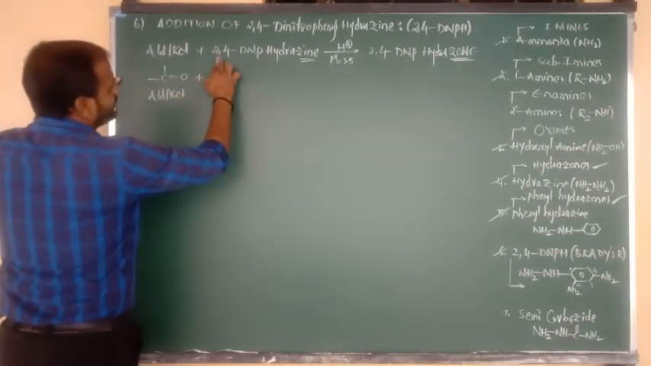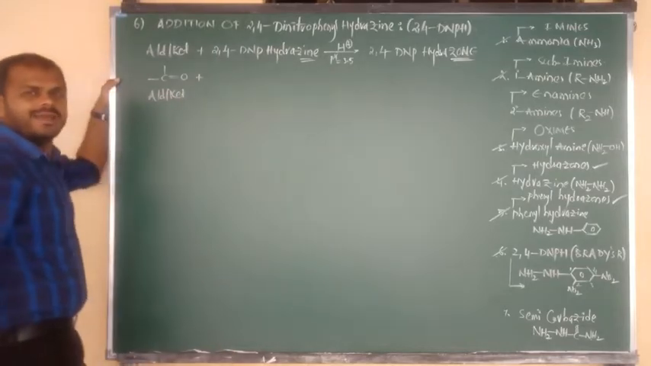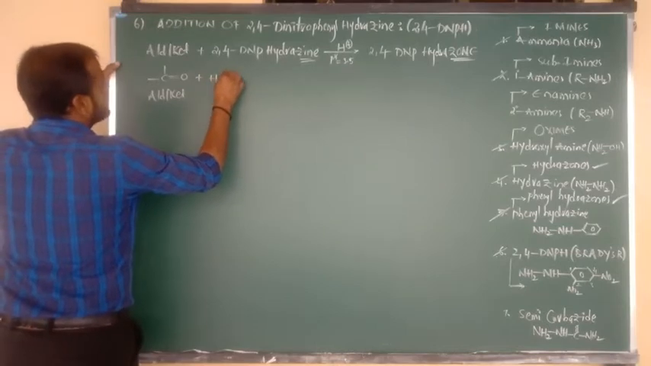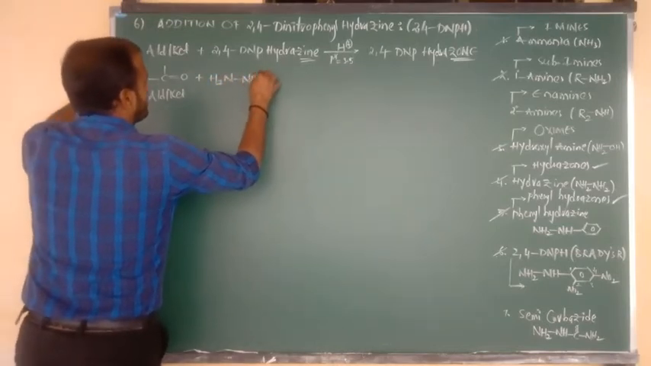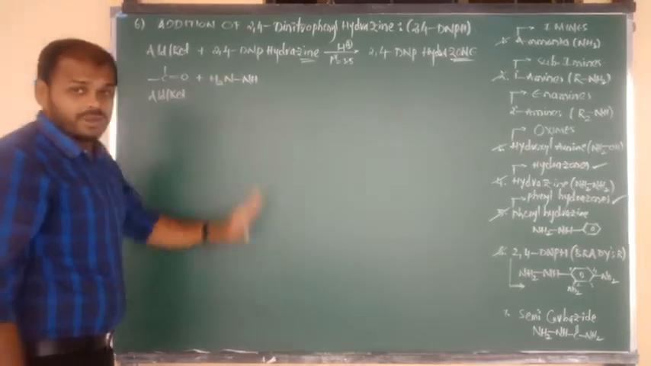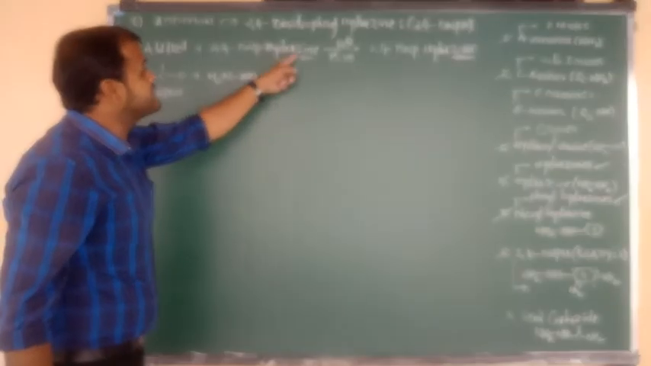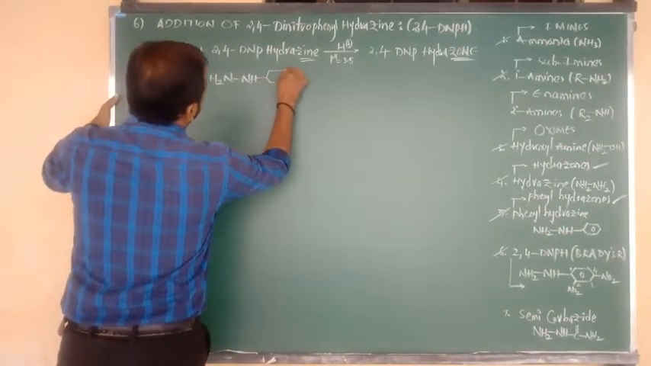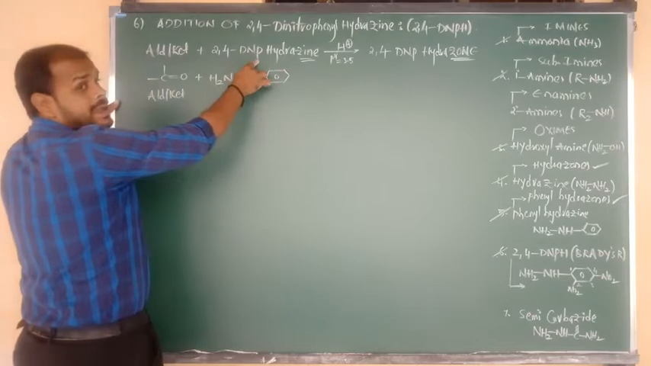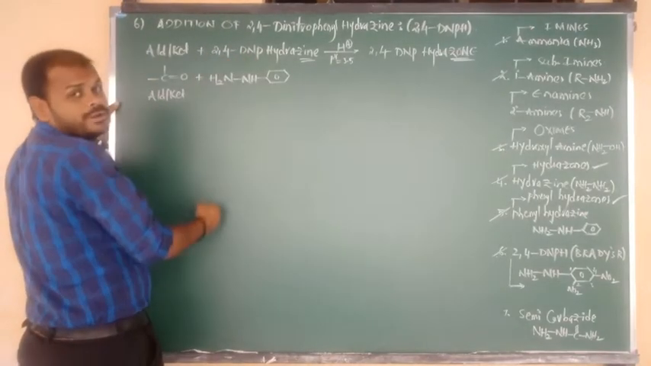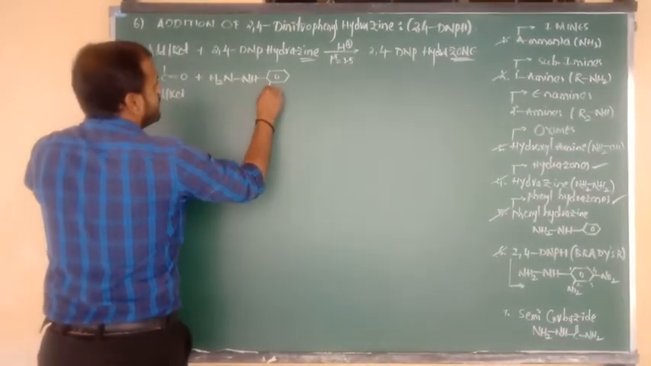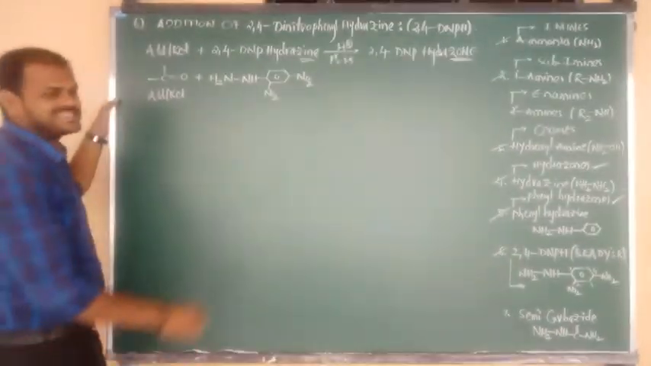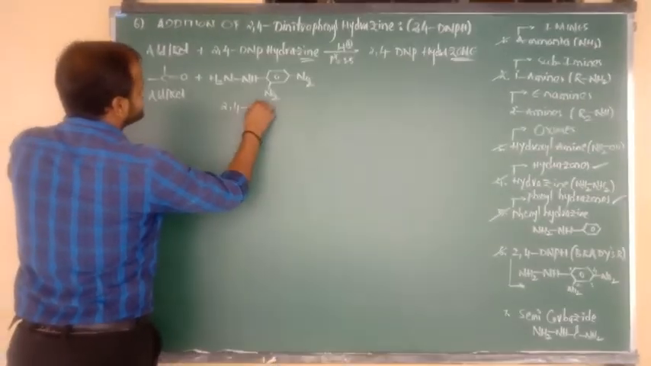It, upon addition with 2,4-dinitrophenylhydrazine. What is the formula of hydrazine? Hydrazine formula is NH2 bonded to NH. Hydrazine connected to P, P for phenyl. I am going to write that phenyl ring. That phenyl contains dinitro: one nitro at the 2 position, one more nitro at the 4 position. I hope you understand this. What is the name of this reagent?